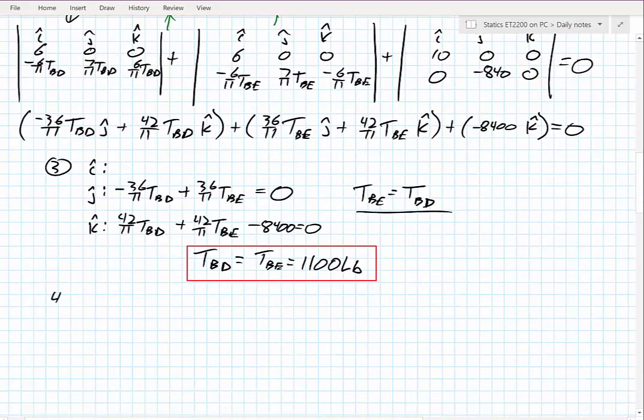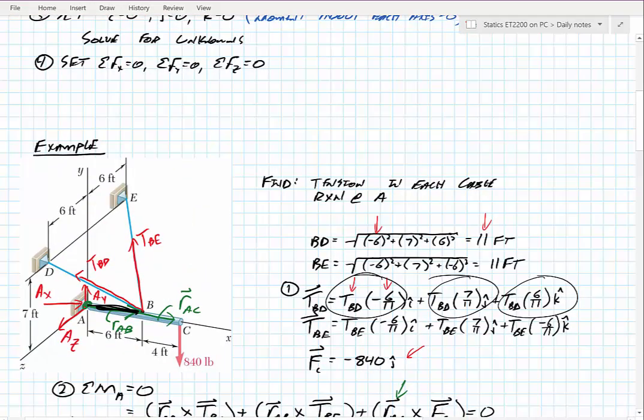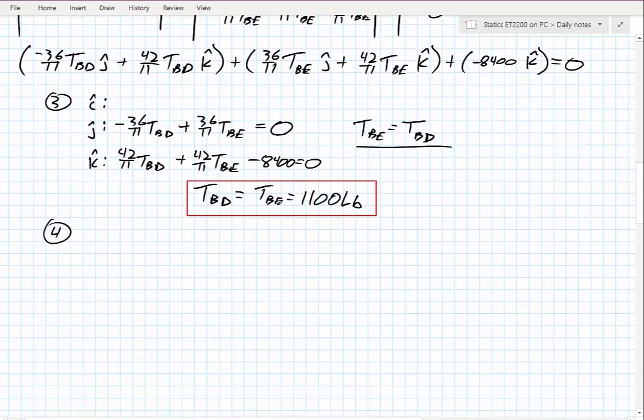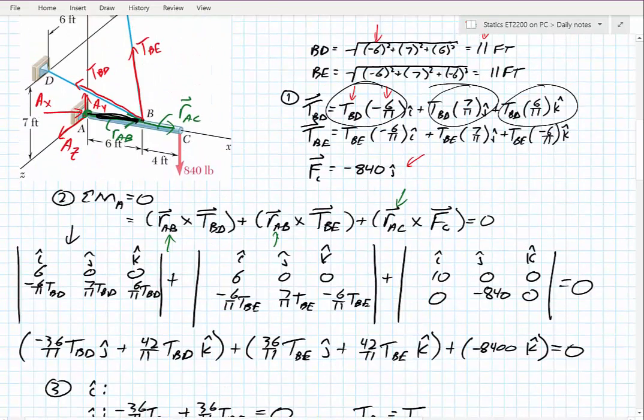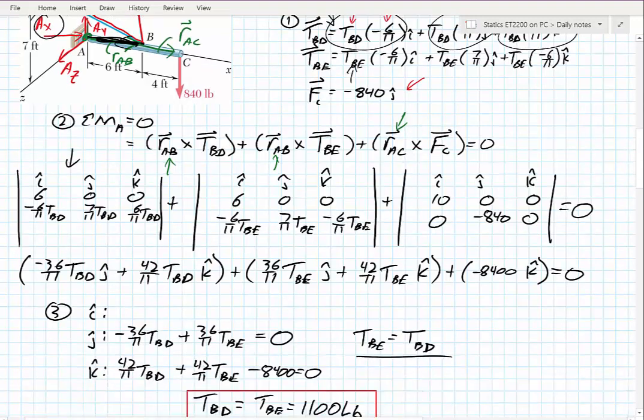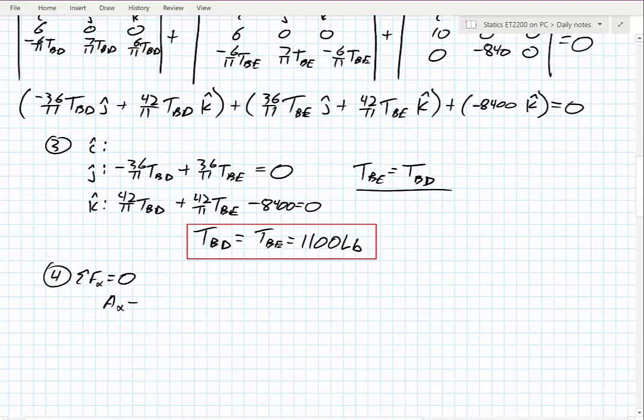The fourth step in this process is that since we did our moments about point A, we didn't find any of the reactions at A. To find the reactions at A, we're going back to the sum of the forces in the X and Y and Z equal to 0. So starting with the X direction, I know I have AX is my unknown. That's pointing in this positive X direction. And then I have these two tensions, and I'm looking at their X component. So I can either come back up to here and say that I know that their X component is minus 6/11, or I can look at their I hats, whatever works for you.